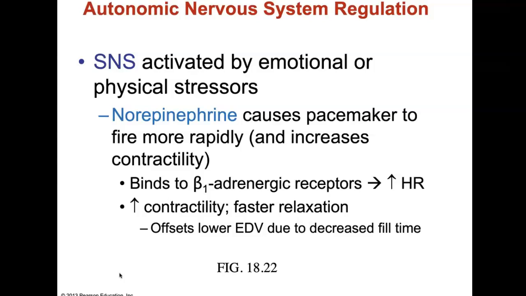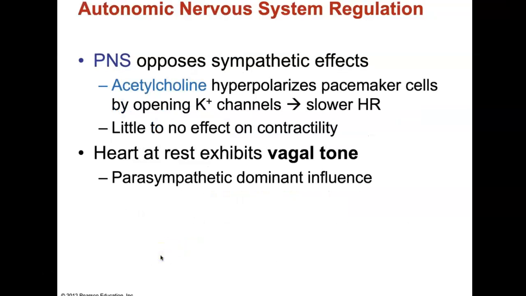So enhanced contractility lowers end systolic volume, so stroke volume does not decline as it would if only heart rate increased. And just remember that when the heart beats faster, there is less time for ventricular filling, and so a lower end diastolic volume. Now the parasympathetic division is going to oppose sympathetic effects and effectively reduces heart rate when a stressful situation has passed.